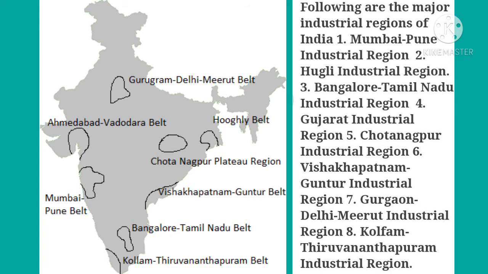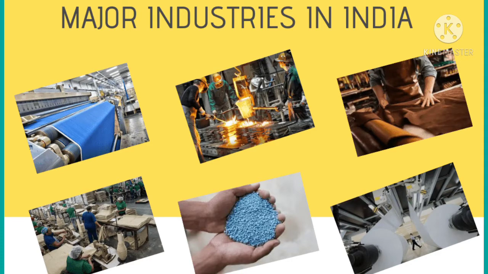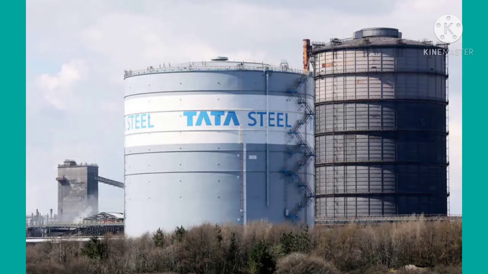Now we are going to discuss a few major industries. Generally, as in our book, two major industries are given. That is the iron and steel industry, which is also known as the base of all industry. And second is the textile industry, which is the oldest industry of the world. So let's see first the iron and steel industry.